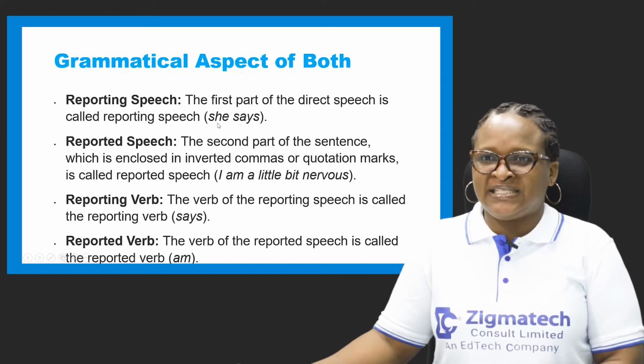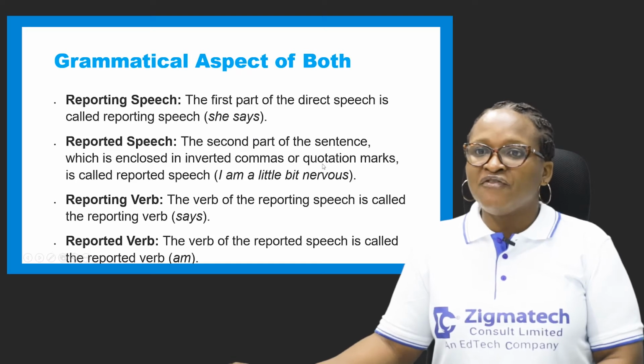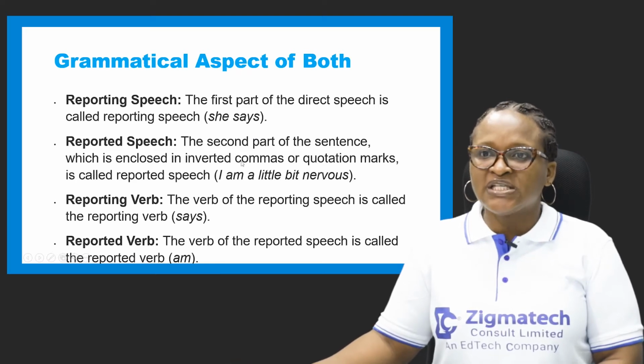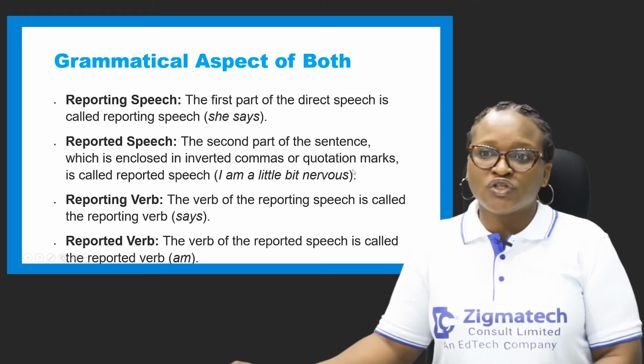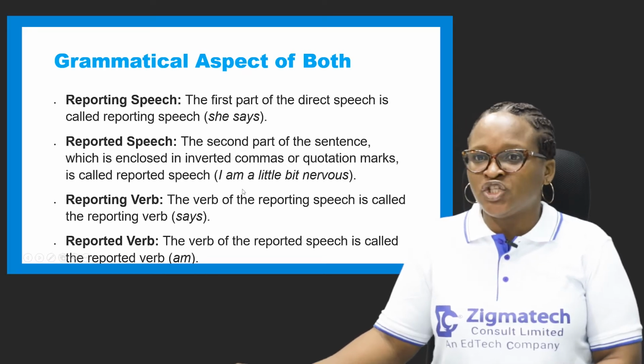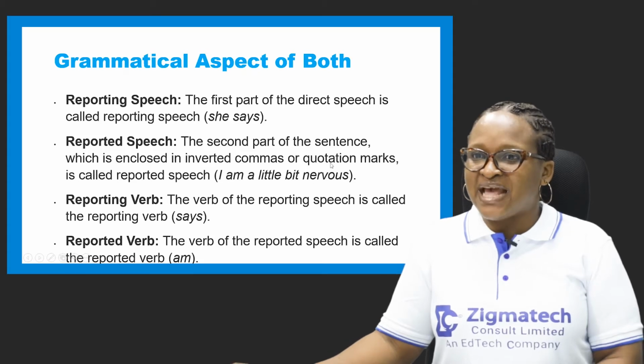If you have "they say, we are a bit nervous," and I'm changing to indirect speech, it becomes what? They say they are a bit nervous. They were a bit nervous. Remember, you're changing to the past.